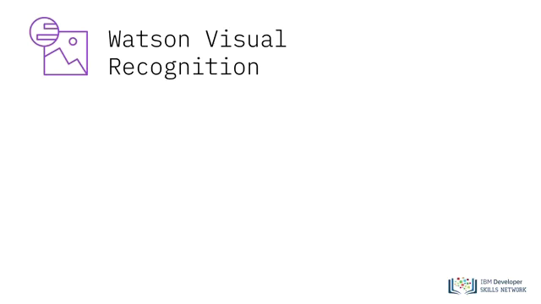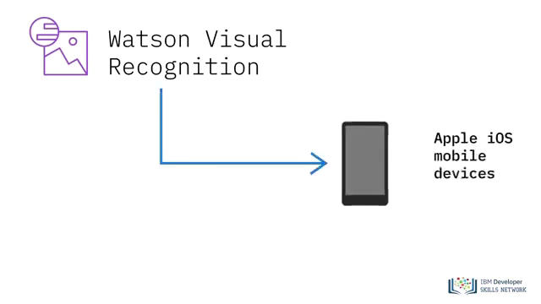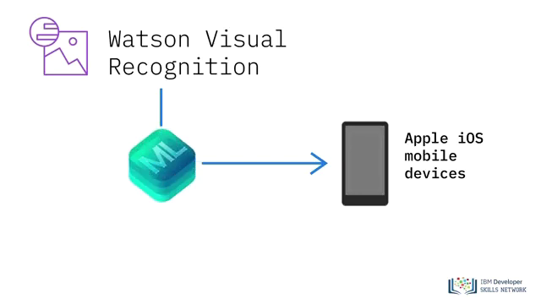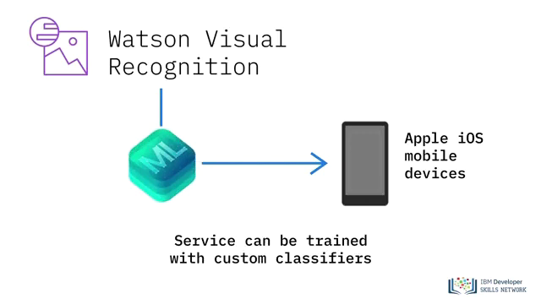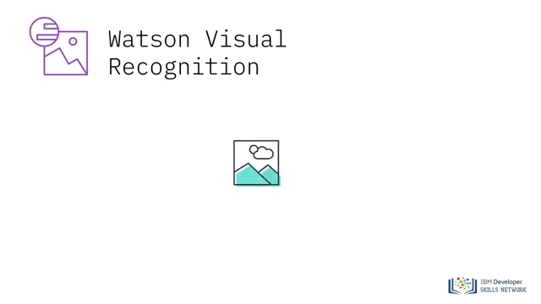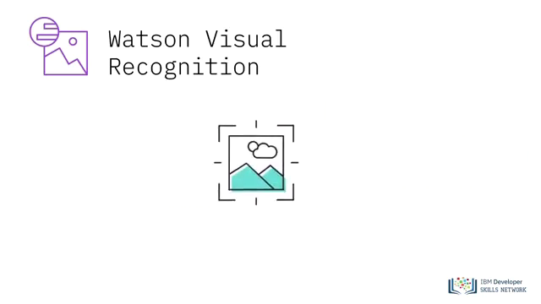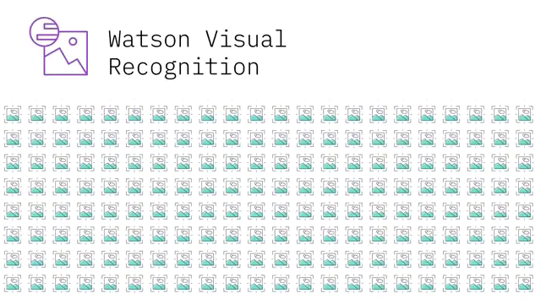Watson visual recognition models can also be incorporated into Apple iOS mobile devices by using Apple's Core ML framework. Flexible customization means that the service can be trained with custom classifiers and connected to other services, all while maintaining privacy and security. The service is specialized for analyzing the visual content of images or frames from videos. It is very fast and very scalable. If you have a lot of images to analyze in a short period of time, the visual recognition service can be scaled to handle heavy workloads.